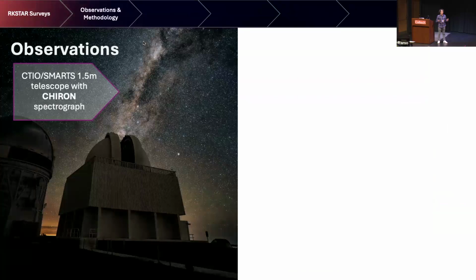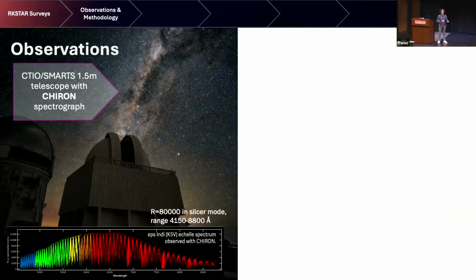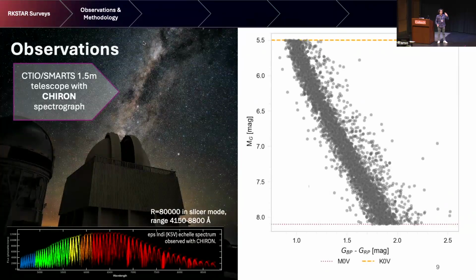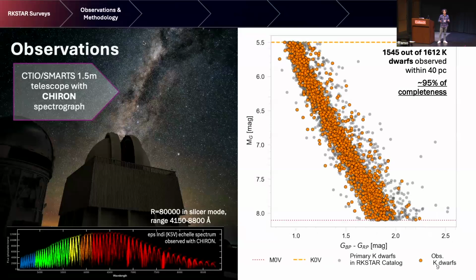I did my observations with the CHIRON spectrograph at the 1.5 meter telescope at CTIO, run by SMARTS. This is a high-resolution spectrograph with a resolution of 80,000 in slicer mode, and it observes a spectral range between 4,400 and 8,800 angstroms. Now I will show you a chart of my sample. Of the 4,450 stars, I have already observed 95%. I'm going to present results for 1,545 stars. I will complete my sample in the next few months, probably by summer.